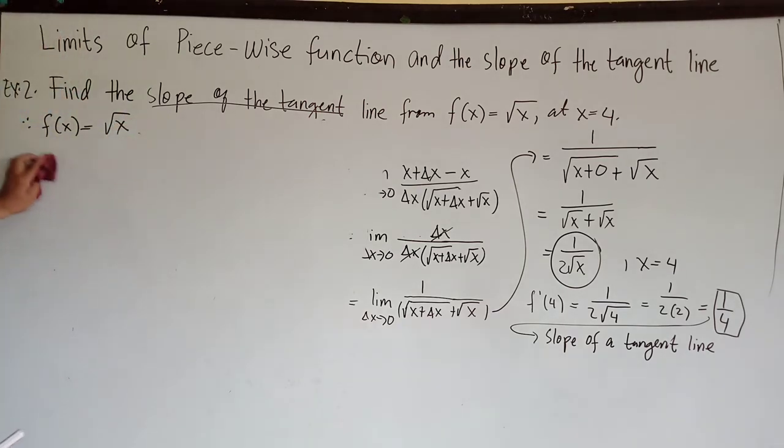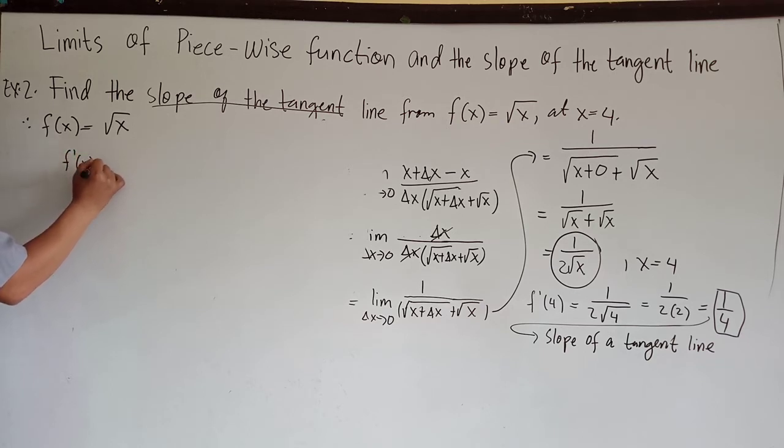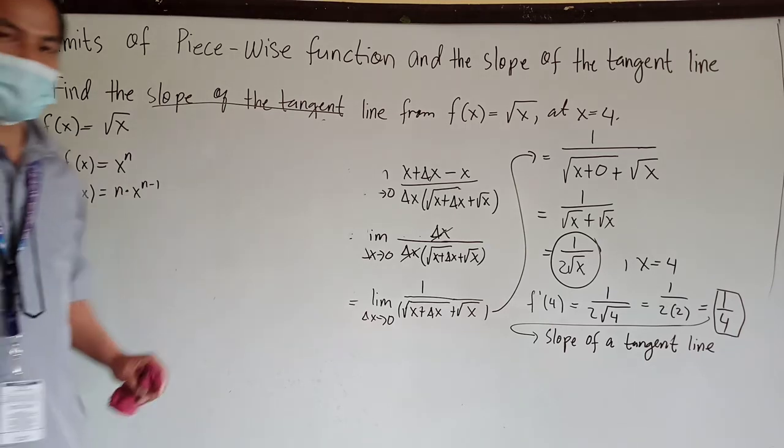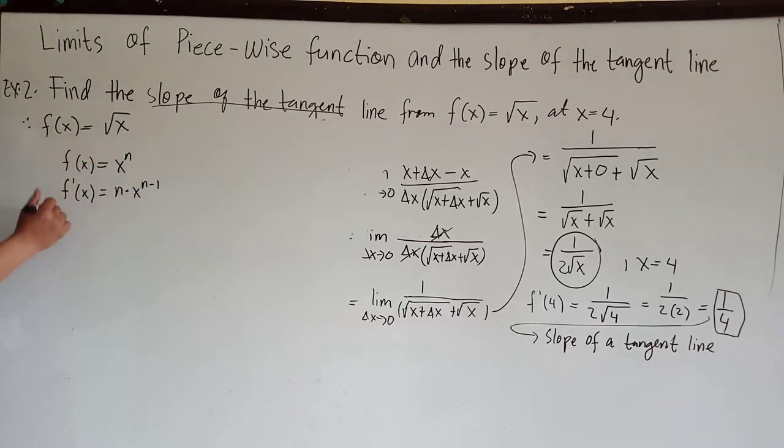For the short solution, we will use the formula for the derivative. If you are given f of x equal to x to the power of n, therefore the derivative is f prime of x equal to n times x to the power of n minus 1. So this will be the formula for the direct method. Let us have f of x equal to the square root of x.